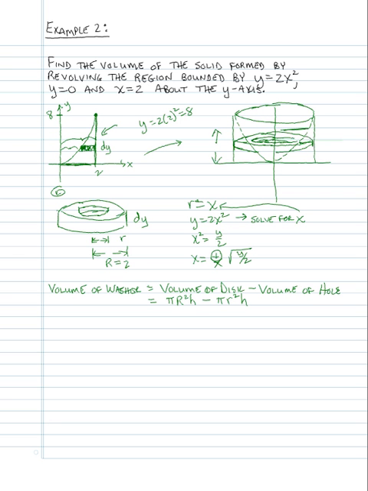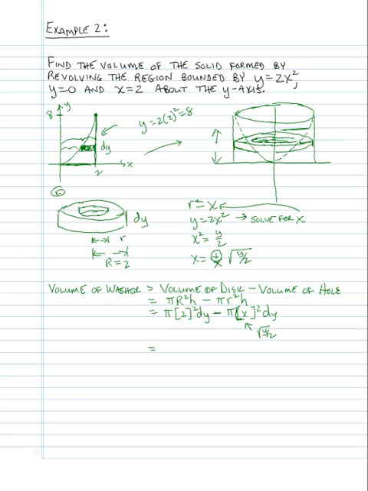Well, let's fill in the pieces we know here. Pi and capital R, in this case, is the constant 2. That's a little bit unusual, but it is. And of course, the height is dy. Minus pi times lowercase r, and lowercase r we discovered was just the x value, the x value squared, dy. But the x value, of course, is the square root of y over 2.